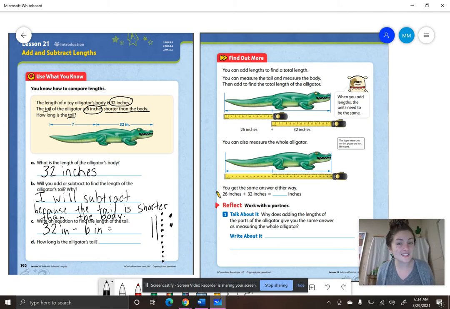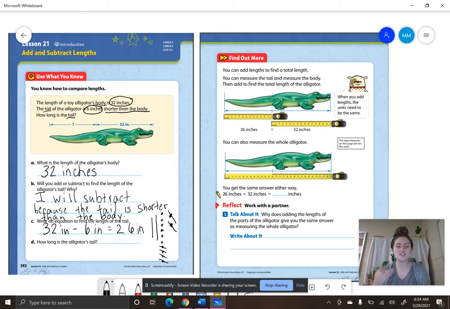Is that still 32? Yes, it is. Now, how many ones am I taking away? 6 ones. Let's go for it. 1, 2, 3, 4, 5, 6. So, how many ones do I have left? I have 6 ones and 2 tens.